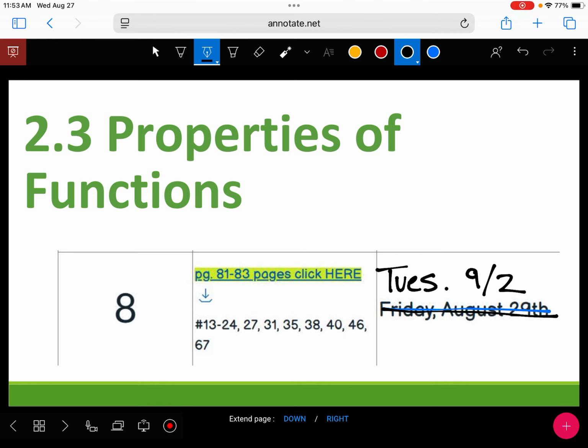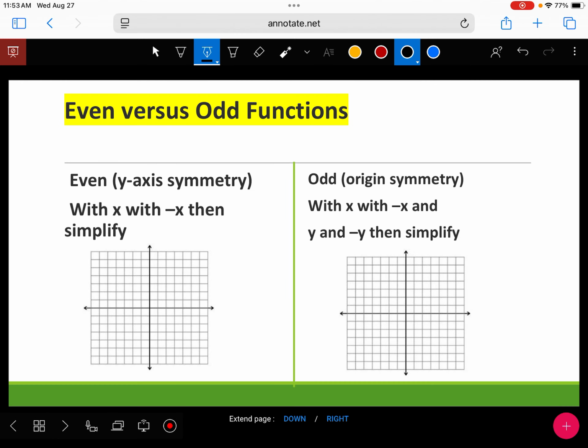Alrighty. So if you're titling your notes, we're starting 2.3, which is properties of functions. Properties of functions. Now, go ahead and copy this down. I'm going to change this a little bit. You don't have to.